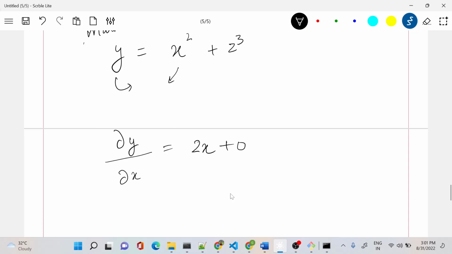Similarly, if we want to find how your marks depend upon daily revision of notes, there is no involvement of z in x square, so that turns out to be 0, and z cube turns out to be 3z square, since the differentiation of x to the power n is n times x to the power n minus 1. I hope you understand this.